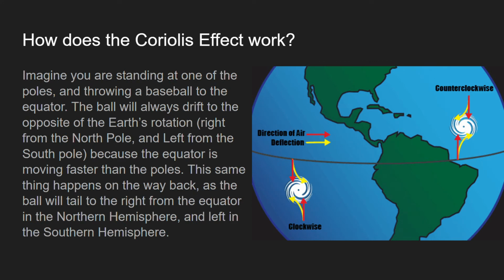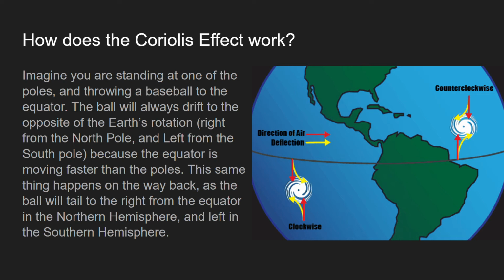So how does the Coriolis effect work? The best way to describe this is with an analogy. And this is the analogy of a very long game of catch, like baseball. So imagine you are standing at one of the poles and throwing a baseball to the equator. Someone's standing on the equator and you're trying to throw a ball to them. So if you throw the ball straight, the ball will always drift to the opposite of the Earth's rotation, right from the North Pole and left from the South Pole, because the equator is moving faster than the poles.